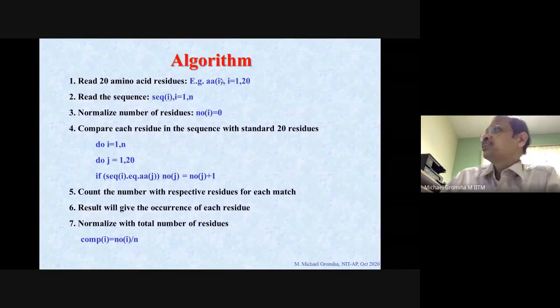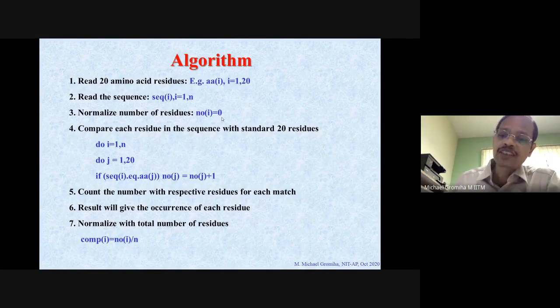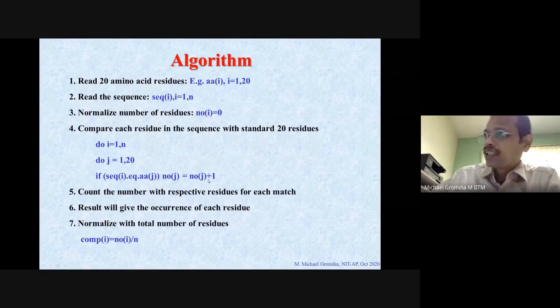First, this is your sequence. Read the sequence. These are 20 residues, i equals 1 to 20 different residues. And here you read the sequence. Now first normalize, because you have to put everything 0. Initialize the composition, initialize the occurrence, each is 0. Otherwise, the computer will take whatever it wants, right? So you put 0, and then you take the sequence and check the first residue against the 20 residues, and when it finds a match, you put that array entry as 1. Then go to the second one, search with all the 20 residues.